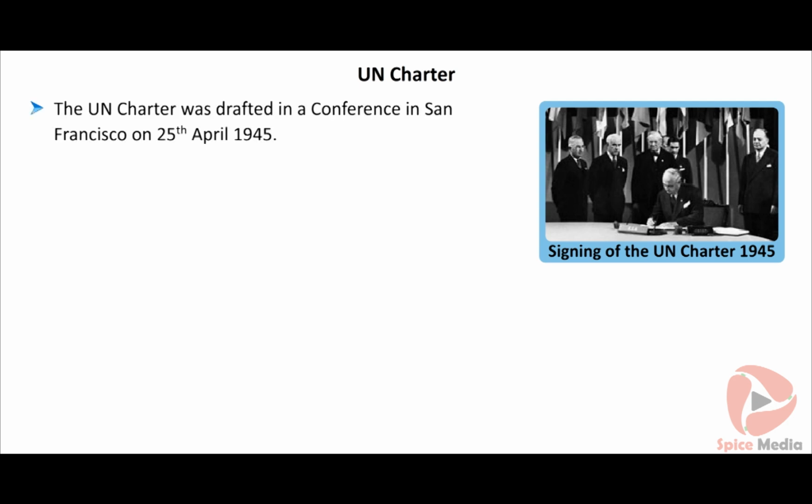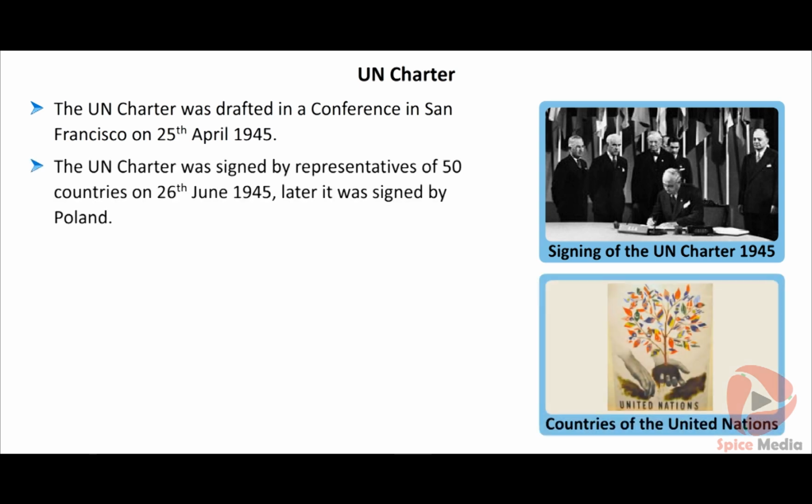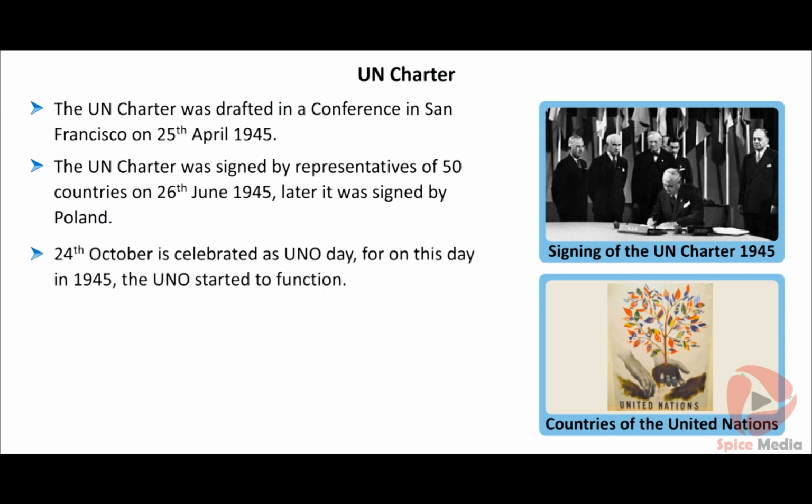The UN Charter was drafted in a conference in San Francisco on 25th April 1945. The Charter lists the aims, objectives and rules and regulations of the UNO. On 26 June 1945, it was signed by representatives of 50 countries. Later, the Charter was signed by Poland. 24th October is celebrated as UNO Day, for on this day in the year 1945, the UNO started to function.